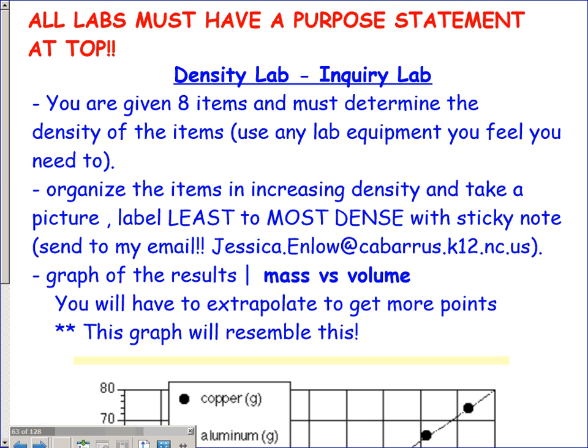So please have your closed-toe shoes on. When you're ready, please go to your lab station. Find the lab inquiry density, and it's the same lab group members you were with last lab. Okay? And you guys can modify the purpose. Not everybody's purpose is going to be exactly the same. It's up to your interpretation.